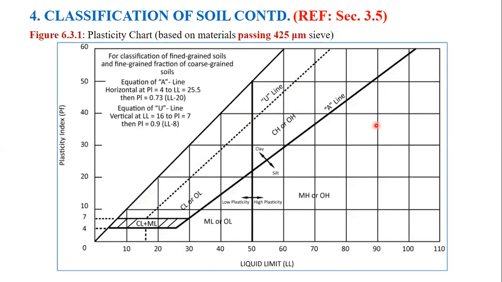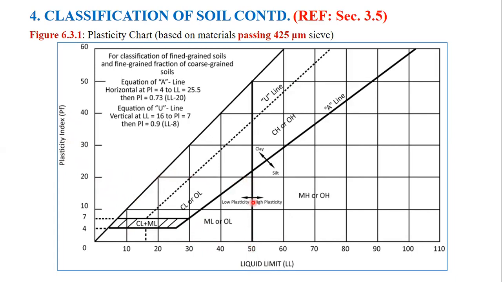This group symbol is usually used here to find out the types of soil. You just calculate the liquid limit and, simultaneously, the plasticity index. Just put the values in here, say liquid limit 50 and plasticity index 20.